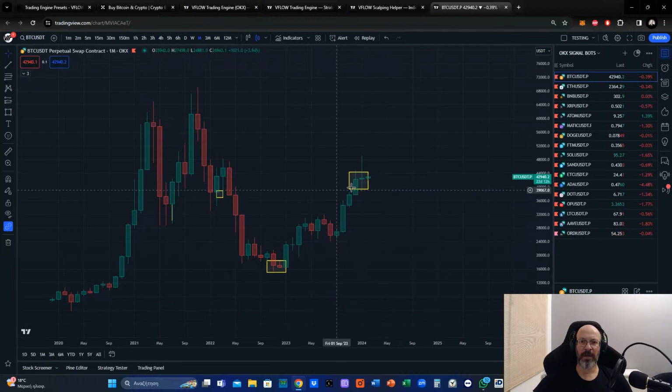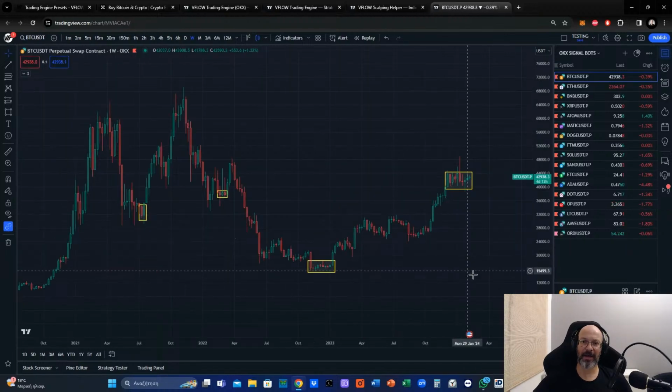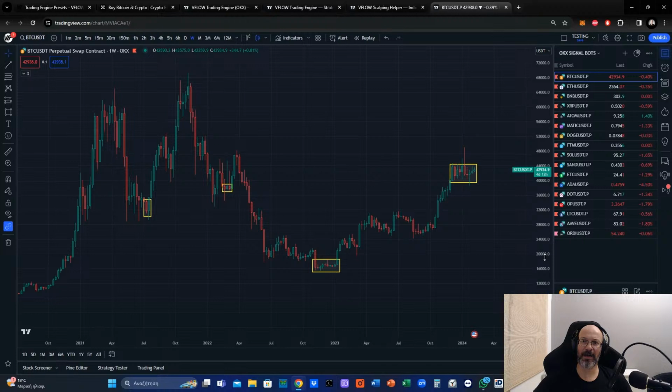Now, moving on, we have these 3 months of, right now, second month of consolidation, but we are in the green. So we should expect a correction. Now, how can we see that we can expect a correction in the weekly time frame.